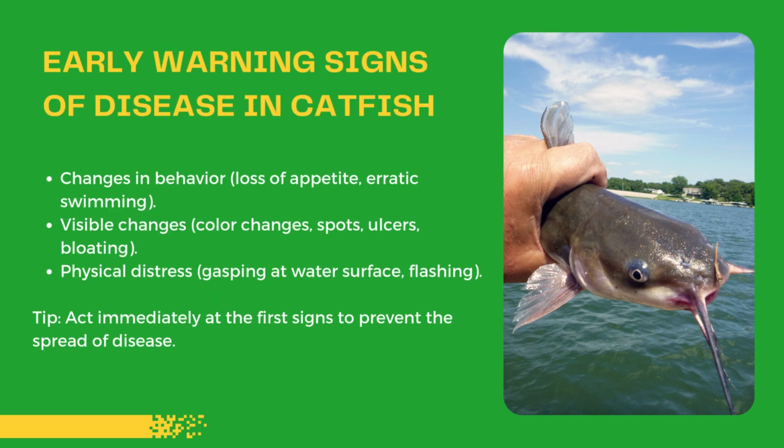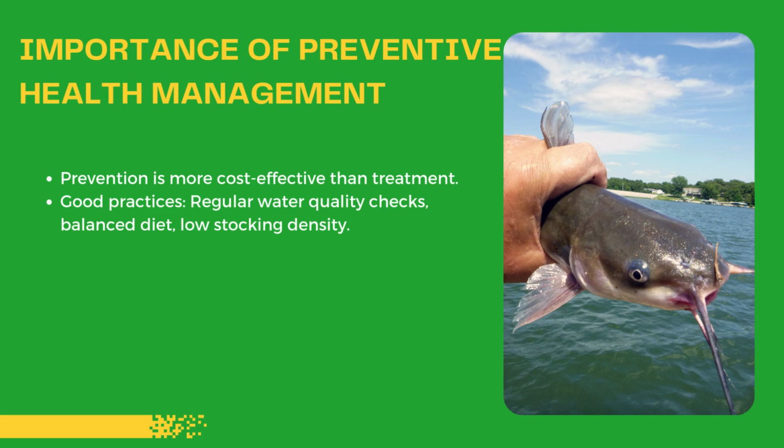What are the early warning signs of disease in a catfish? You see changes in their behavior, appetite, the way they used to swim. Next thing, you begin to see changes in their color. You begin to see spots. You see that their body begins to be bloated. You begin to see ulcers, slight wounds, and physically you see them always gasping for water. What are my tips? Act immediately at the first sign to prevent the spread of the disease. Always isolate.